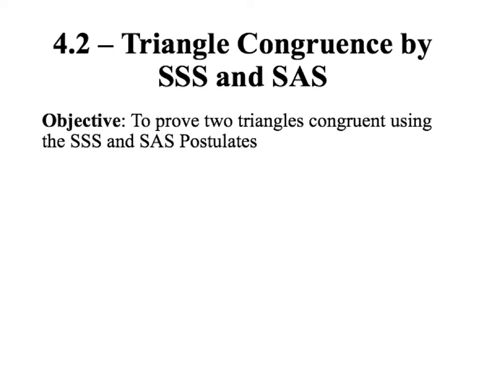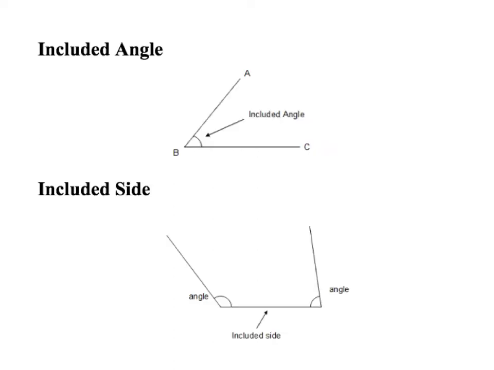Our next lesson is triangle congruence by side, side, side, and side, angle, side. That's what the SSS and the SAS stand for. It's just a shortened version. First, you have to know what an included angle is. An included angle is an angle created by two sides. So in this picture right here, angle B is included inside of ABC.